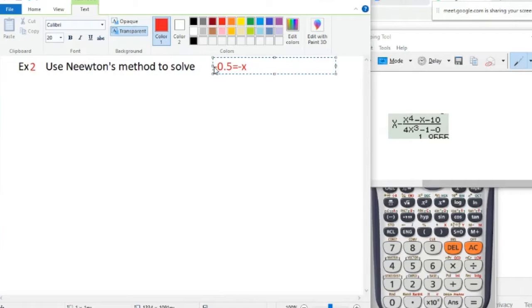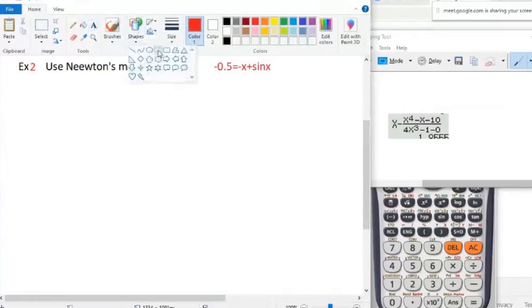Okay, negative x plus sine x plus sine x. I would like to solve this equation now with you to find the root of that one. Can you help? I hope you remember the way of that. Then step number one, what should I do? I think you know it.